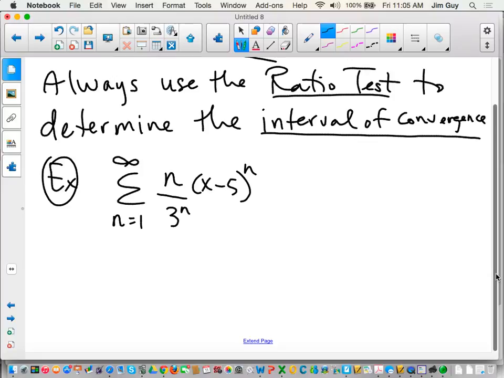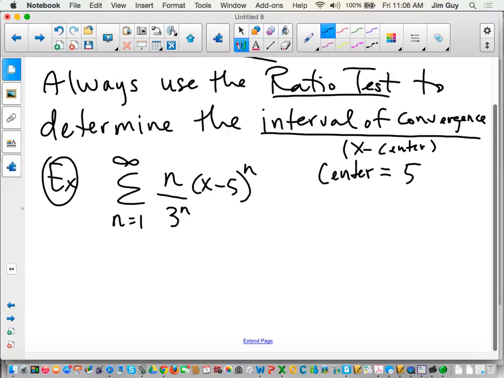We're going to take the limit. But before we do that, right away you should recognize, before we get too far down this problem, you can immediately tell from the given problem what the center is. It's always the x, so you recognize the center because it's x minus the center. Whenever you're given a problem, the center is always being subtracted from the x value. So in this case, the center is 5.